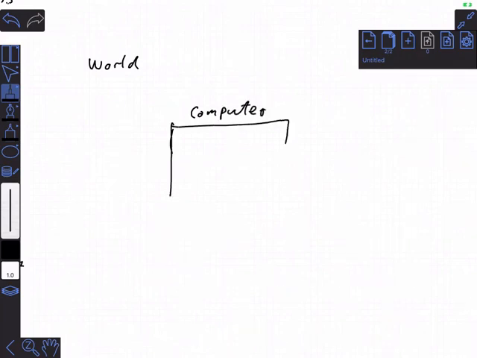is not discrete. The world is continuous. And so we have the world and we have our computer, right? I'm not even going to draw a box around the world. It's like just everything outside of the computer is the world, right?